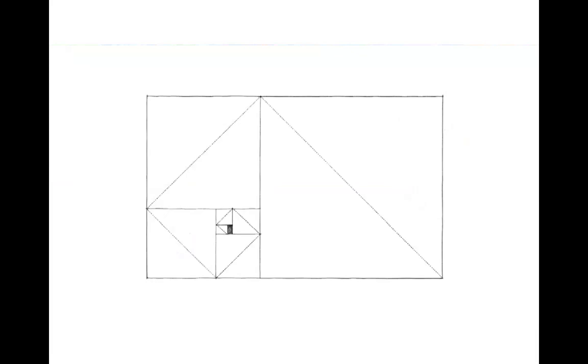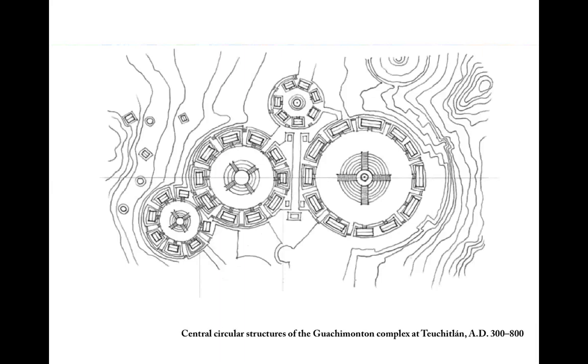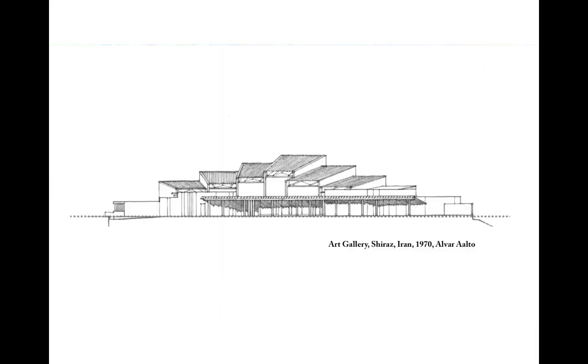Progressive reverberating patterns of forms and spaces can be organized in the following ways: in a radial or concentric manner about a point, sequentially according to size in a linear fashion, randomly but related by proximity as well as similarity of form. This is a form of repetition and rhythm, central circular structures. Another principle of movement and rhythm is in the art gallery in Iran by Alvar Aalto.